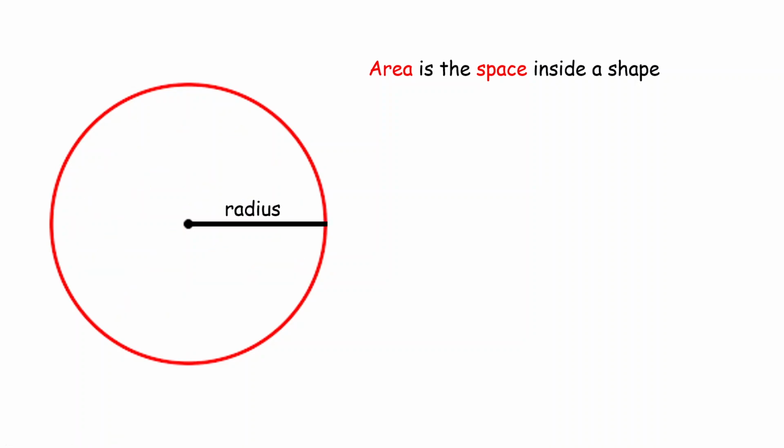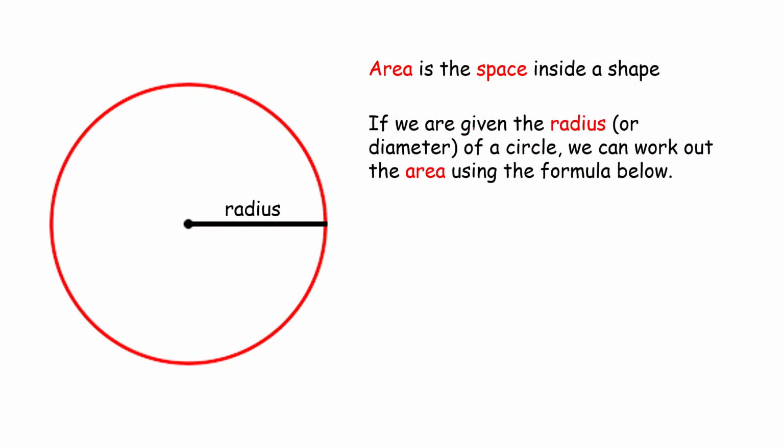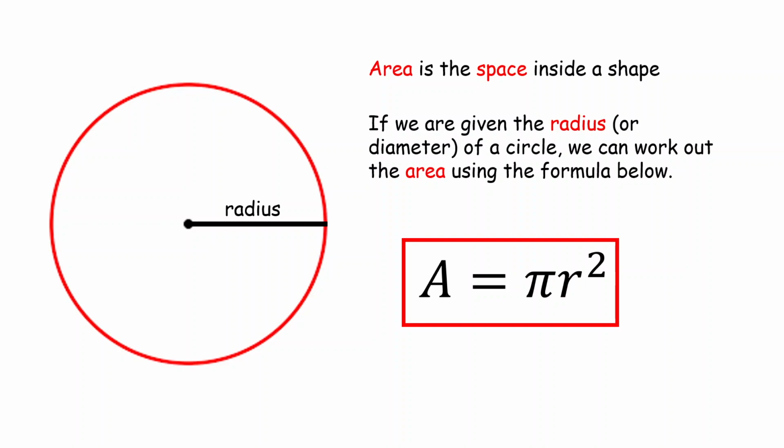Now, if we are given the radius or the diameter of a circle, we can work out the area using the formula below. This is a really important formula in maths, which is the area A is equal to pi times the radius squared. If you're given the diameter, which is double the radius, you could just halve it. This is a really important formula that I would make a note of now, because we're going to be using it in the next few slides.